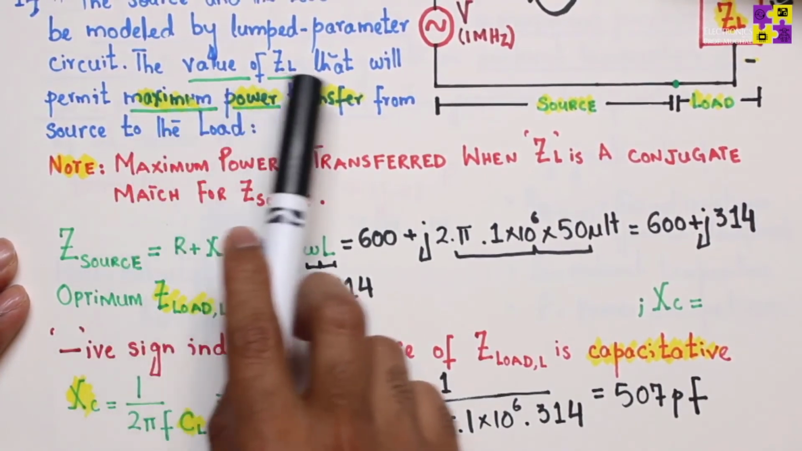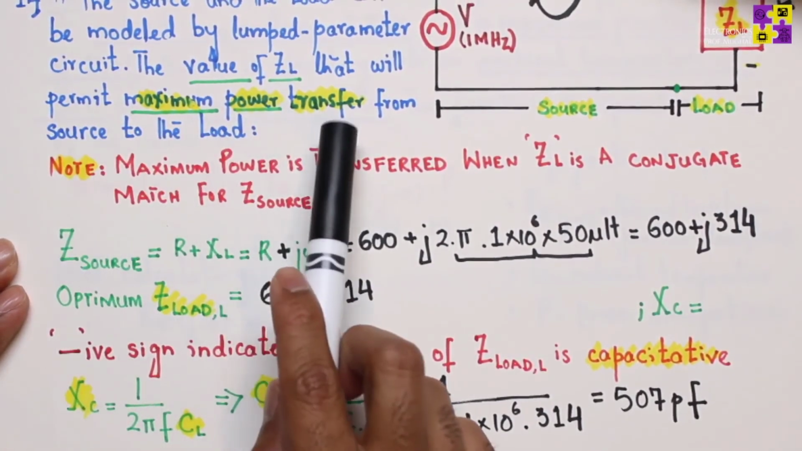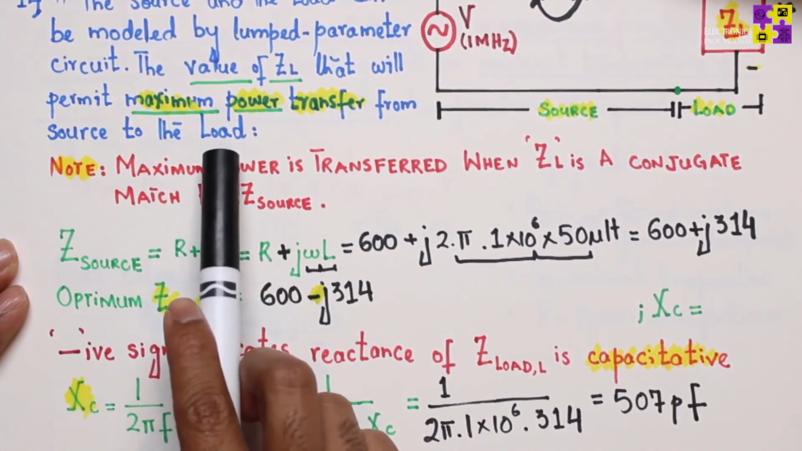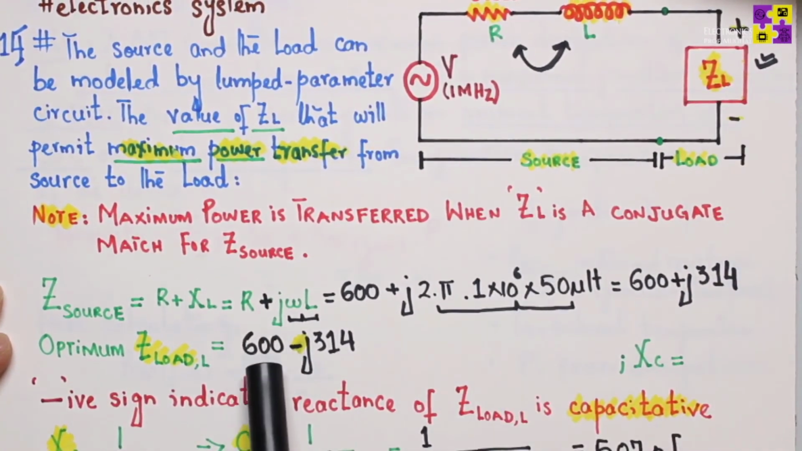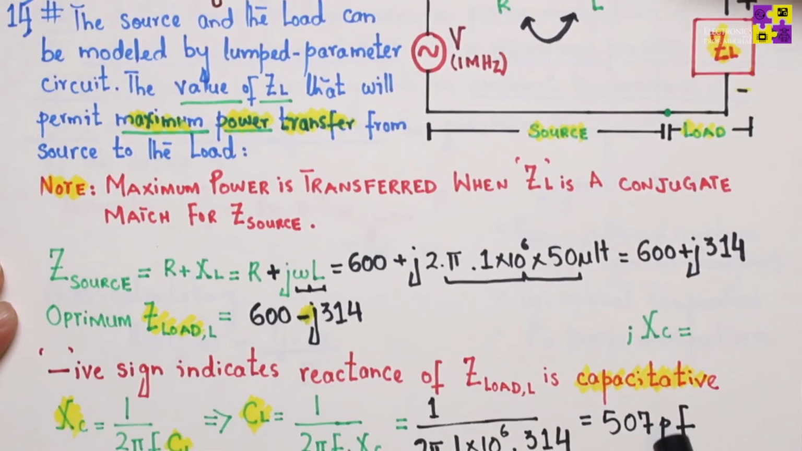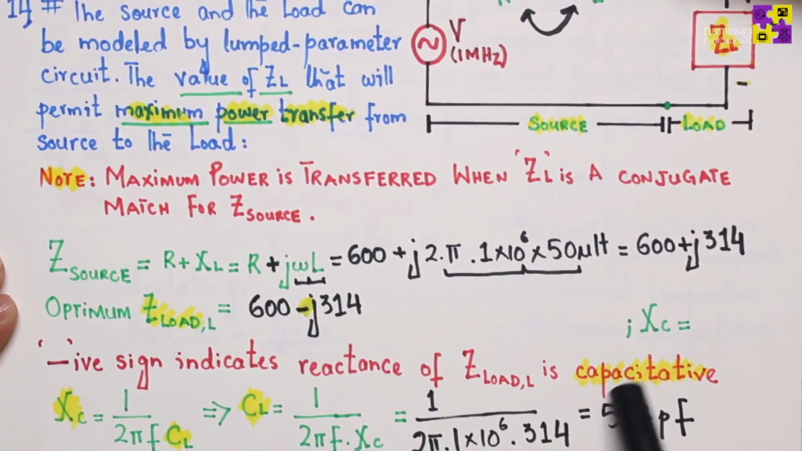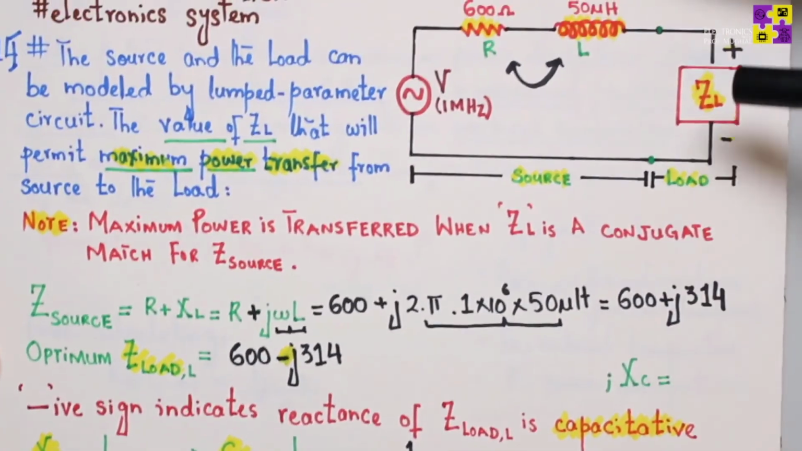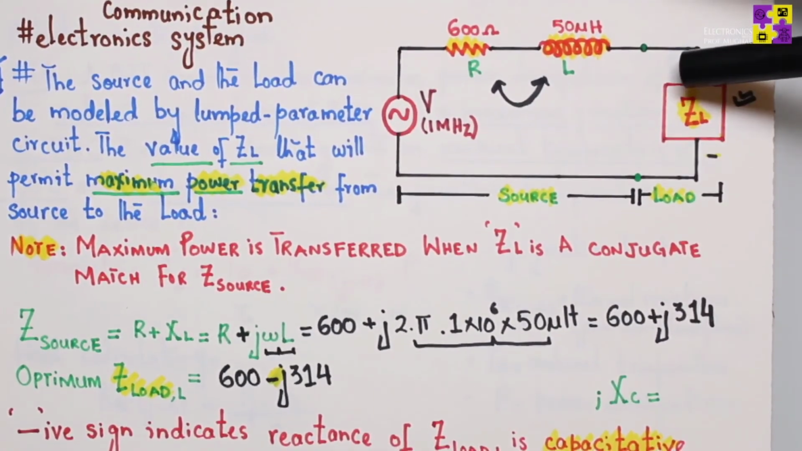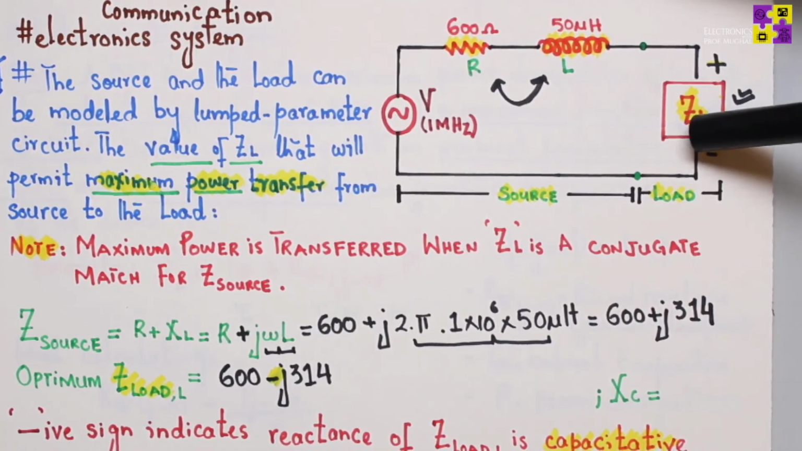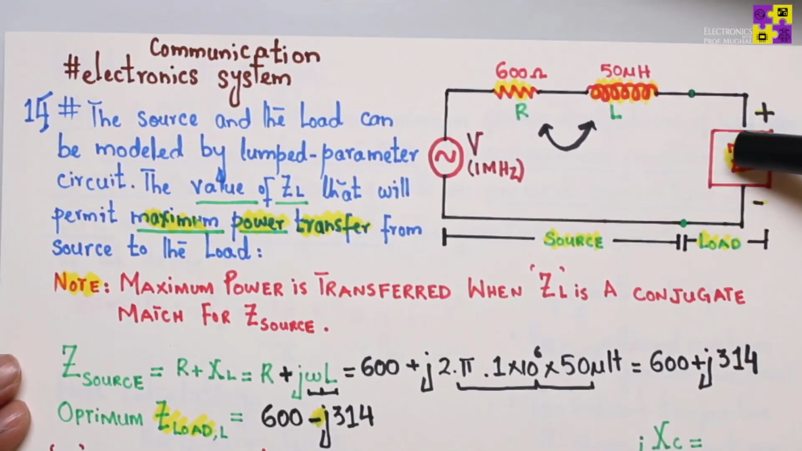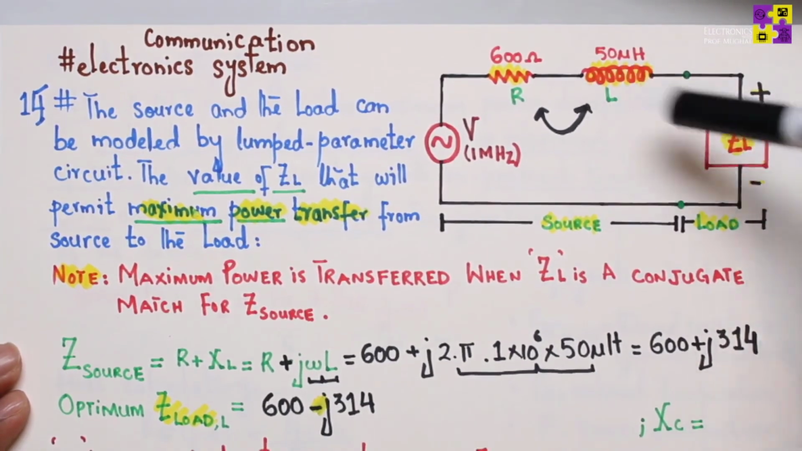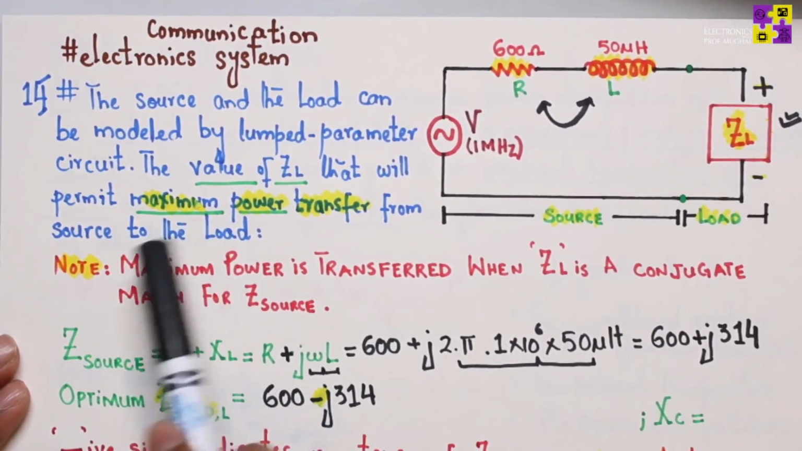The value of ZL that will permit maximum power transfer from source to the load: well, we need a 600 ohm resistor value over here, and then we need a capacitor in series. The value of the capacitor will be 507 picofarad. If we take a 600 ohm resistor and in series we have a capacitor of value 507 picofarad, the two impedances will be a match, and that's what this problem was asking.